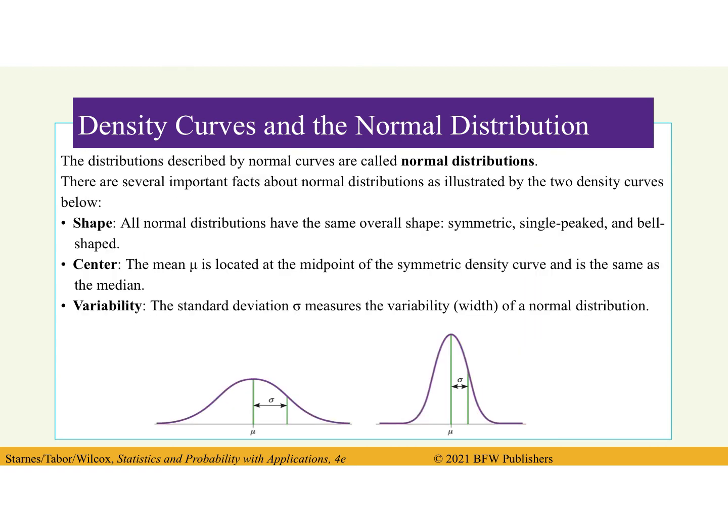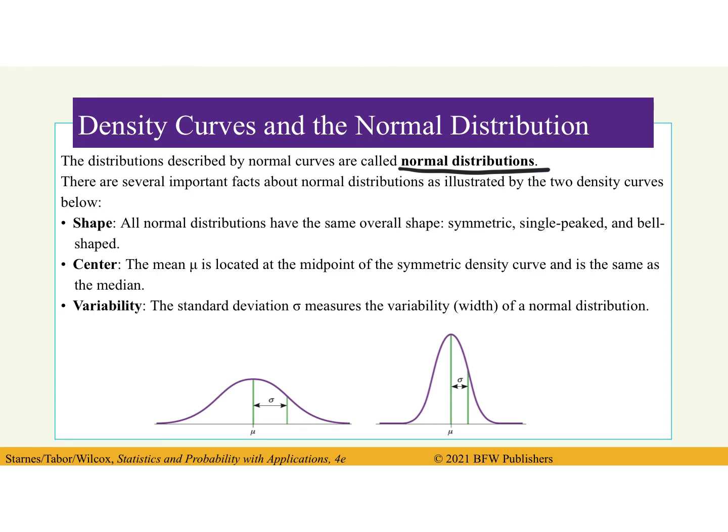The distributions described by normal curves are called normal distributions. There are several important facts about normal distributions as illustrated by the 2 density curves below. All normal distributions have the same overall shape: symmetric, single-peaked, bell-shaped. Okay, so what I want you to write is normal distributions, and then I want you to write down these attributes of shape, center, and spread.